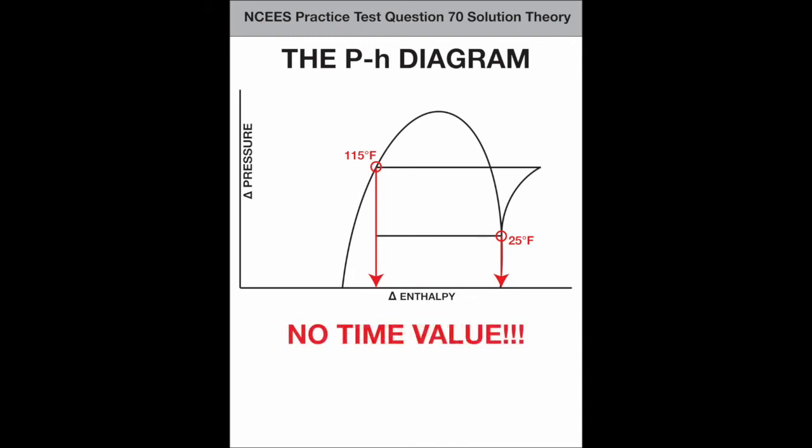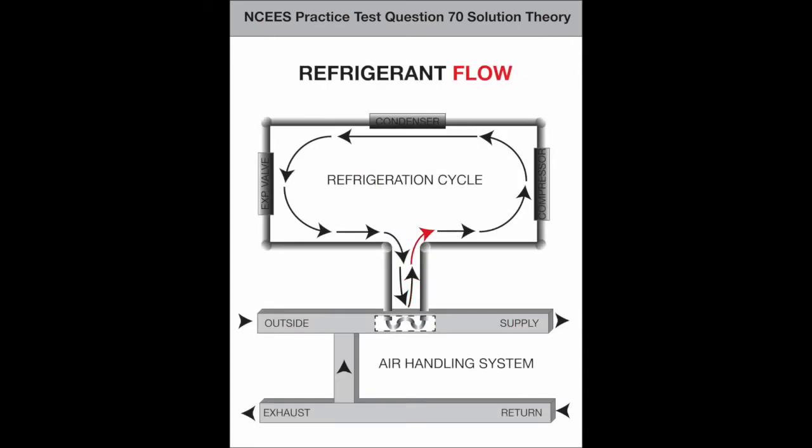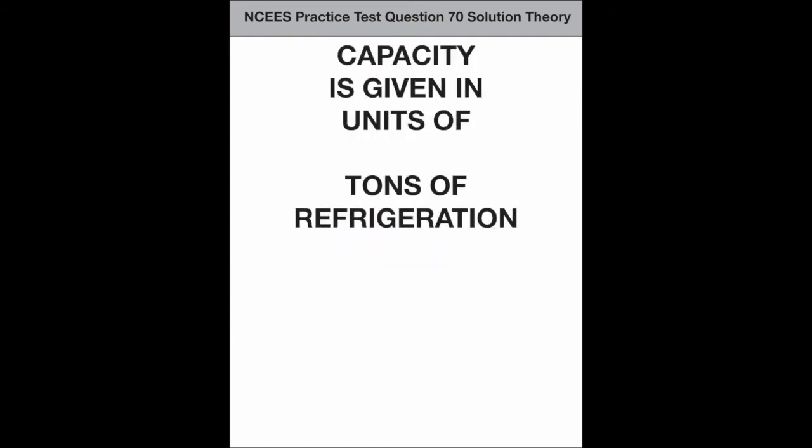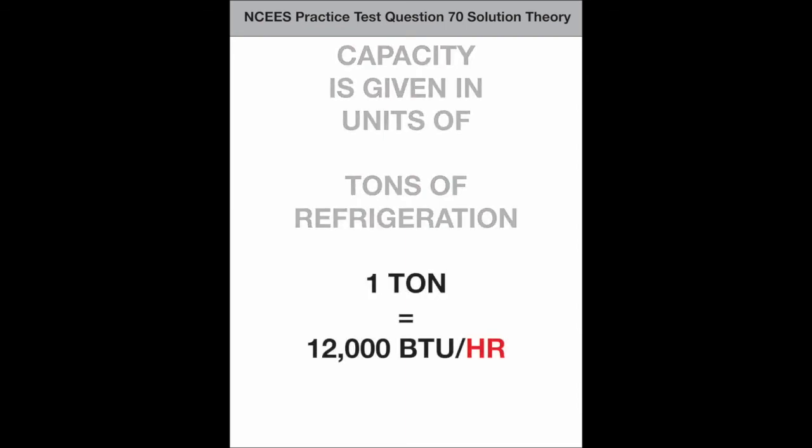Notice no time values exist for any of this data. A refrigeration cycle operates in time as it moves the refrigerant around the circuit. Capacity must capture the element of time. You will find it in the units, tons of refrigeration, as given in the problem. You should already know, tons of refrigeration has a time element, which can be communicated in its conversion to BTU per hour.